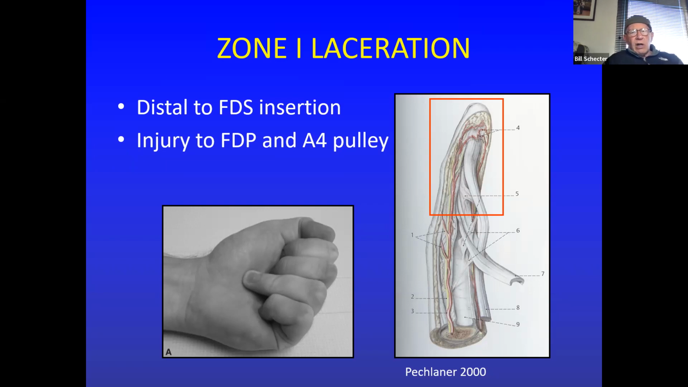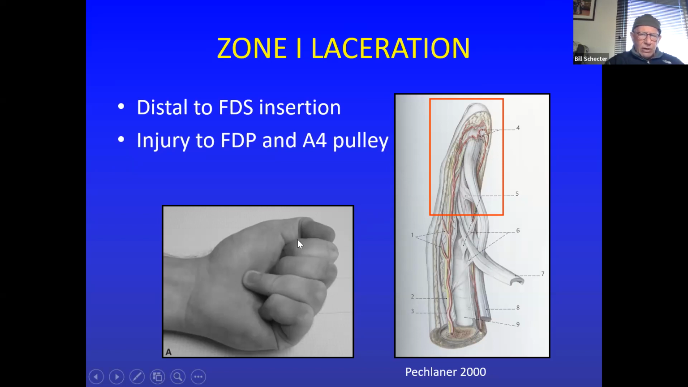Okay, zone 1 laceration. This is in the very, very distal part of the finger. And that's where the profundus tendon comes up through the decussation, or the bifurcation, of the sublimis tendon, and then goes on to insert in the distal phalanx. Here's the vinculum here. And when you examine this, here is an obvious flexor digitorum profundus tendon injury distal to the sublimis.